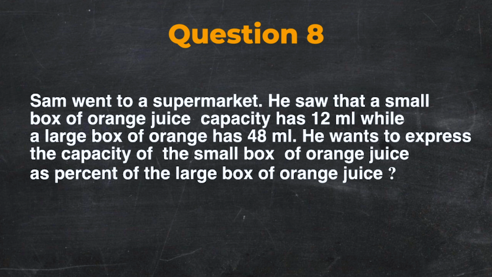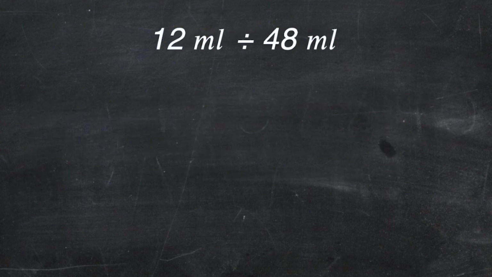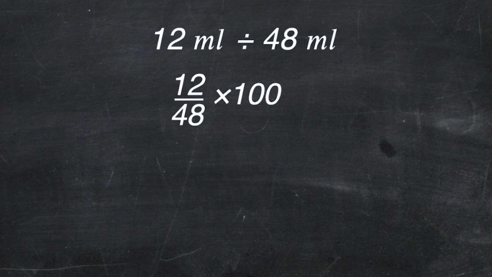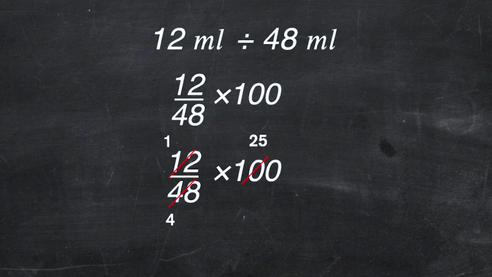Now, since both 12 milliliters and 48 milliliters have the same units, there is no need to convert them. Therefore, 12 milliliters divided by 48 milliliters, both milliliters divide each other out. We then multiply this value by 100. Therefore, 12 divided by 48 gives us 4. Then 4 divided by 100 gives us 25.